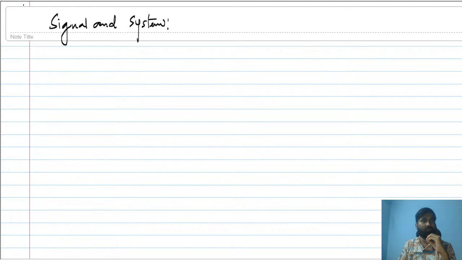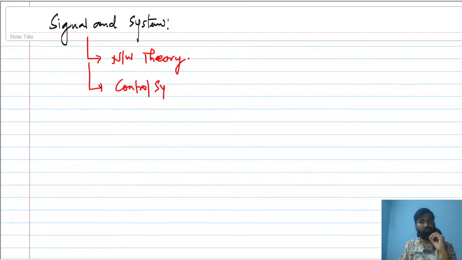My class on signal and system, right? So I'm just going to start signal and system, a very important subject like communication. This class we will start signals. It is a fundamental subject, and it is going to be one of the very fundamental subjects for network theory, and it will also be useful for controls, and it will also be useful for communication.